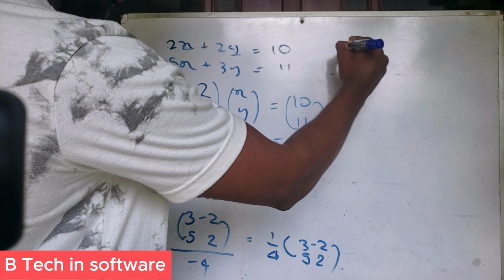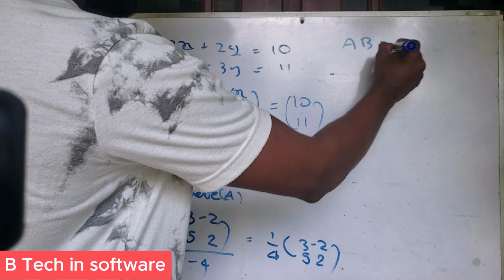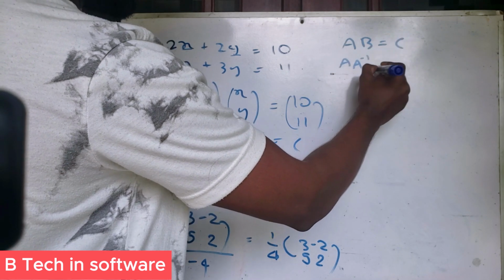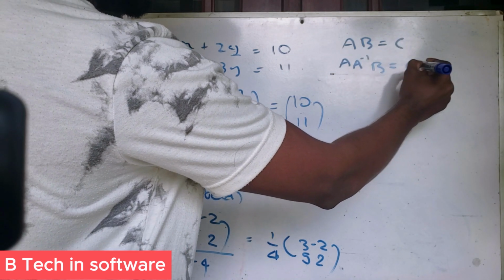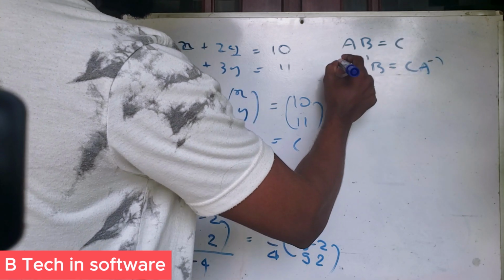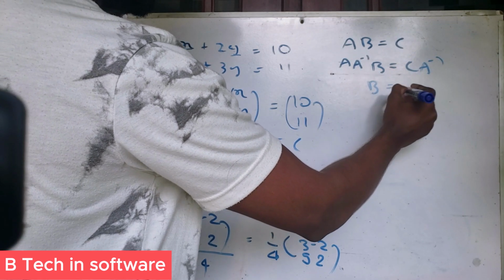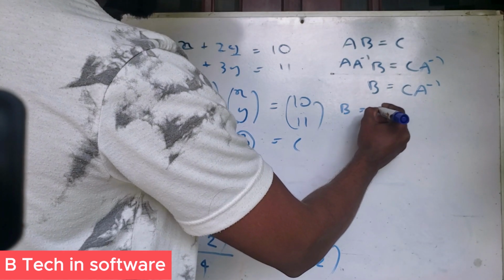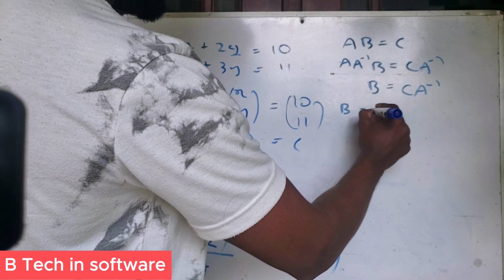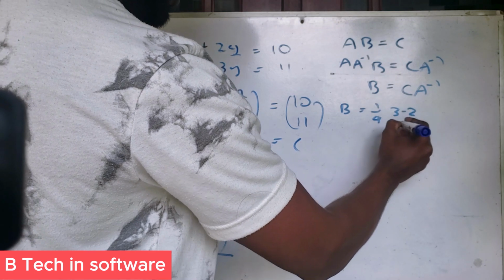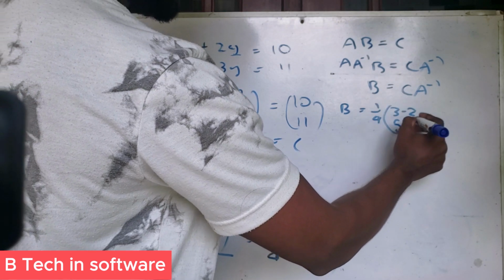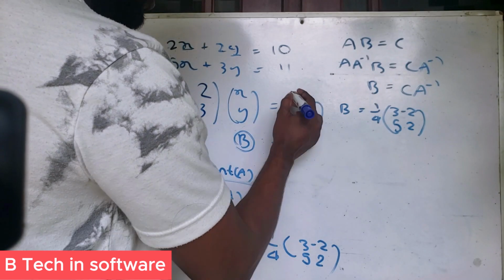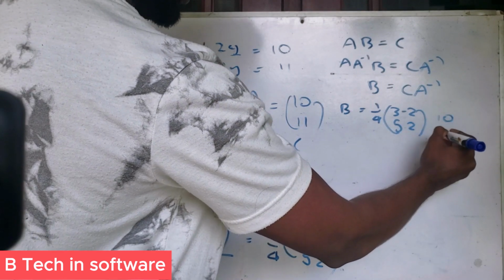Now you know AB is equal to C. A inverse times A times B is equal to A inverse times C. B is equal to A inverse C. Now B is equal to A inverse means 4, 1, 3 minus 2, 5, 2, 5, 2, and C means this matrix 10, 11.